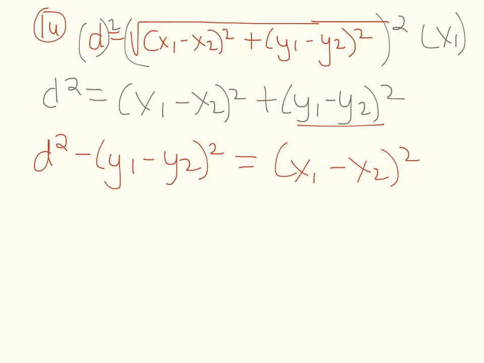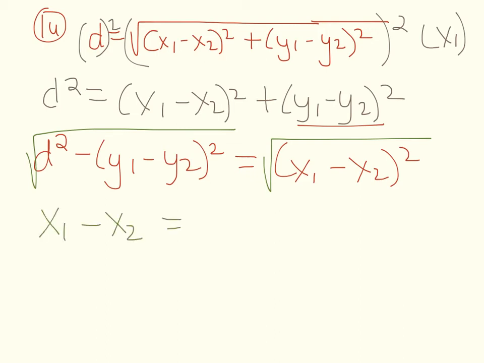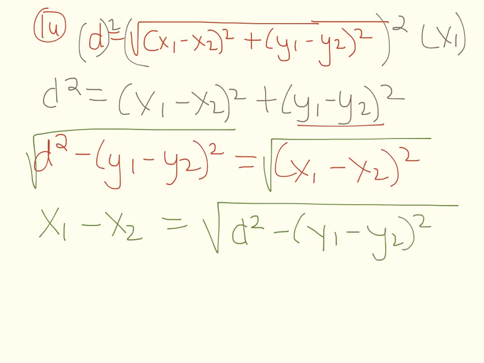So from here, what we need to do is now get rid of that exponent 2. So just like we did above to get rid of the square root, we're going to do the opposite. So now we've got to get rid of the exponent. So we're going to square root both sides of the equation. So the equation now reads, once we've gotten rid of that exponent, x1 minus x2 is equal to the whole square root of d squared minus, and then in brackets, (y1 minus y2) squared.